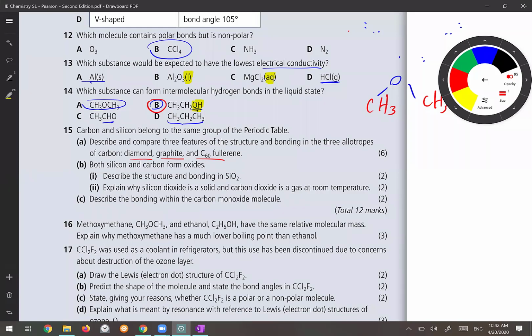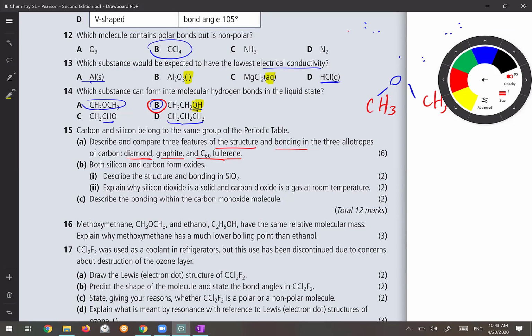For example, the structure of graphite is layer by layer, and the domain around each carbon is 3, so the structure would be trigonal planar. For diamond, you have 4 domains around each carbon, so it is tetrahedral. Each carbon is bonded to 4 other carbons. In C60 fullerene, each carbon is connected to 3 other carbons. It has 1 double bond and 2 single bonds. Graphite is layer by layer, fullerene is a sphere, and diamond is a 3-dimensional structure. The type of bonding, you have all of them in the table, so I won't repeat it here.